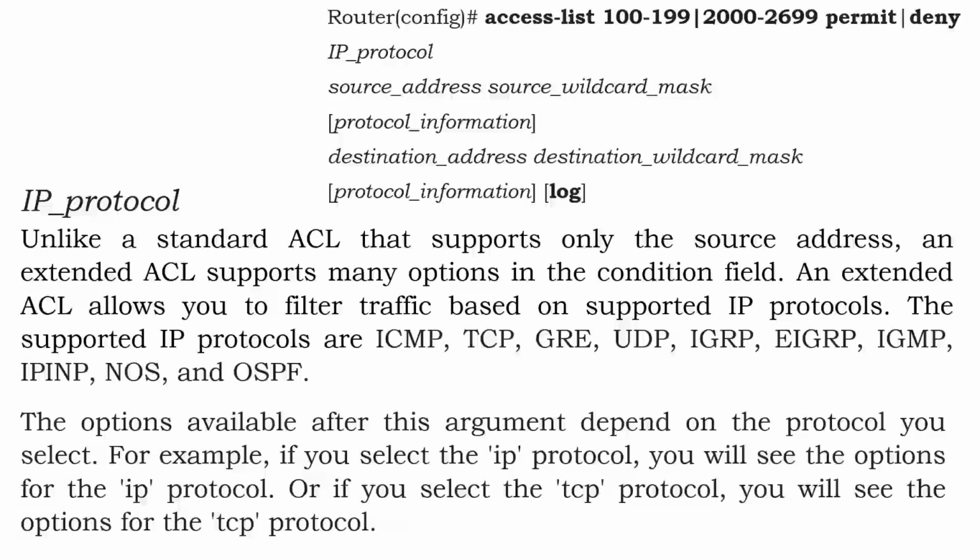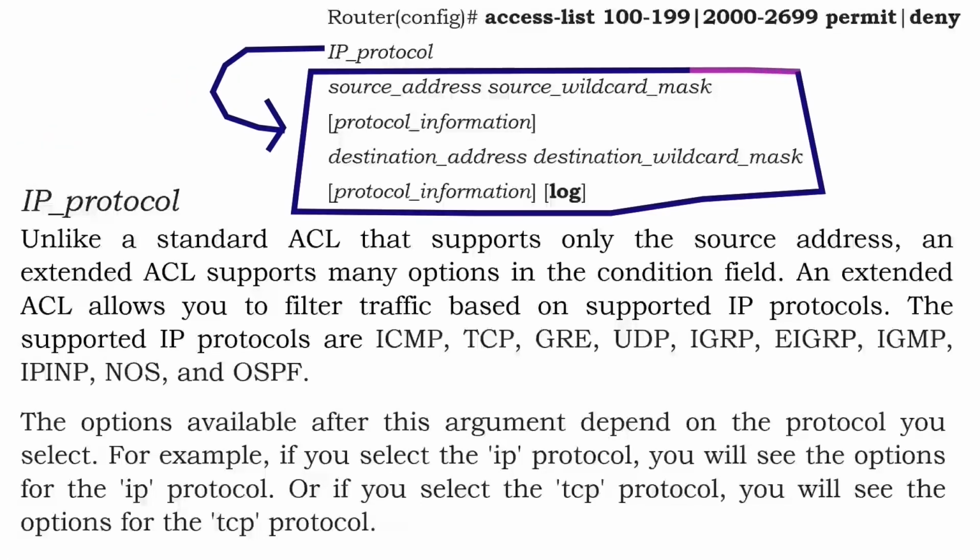We have discussed the criteria of the standard access list. Now let's understand the criteria of the extended access list. Unlike a standard ACL that supports only the source address, an extended ACL supports many options in the condition field. An extended ACL allows you to filter traffic based on supported IP protocols. The options available after this argument depend on the protocol you select.